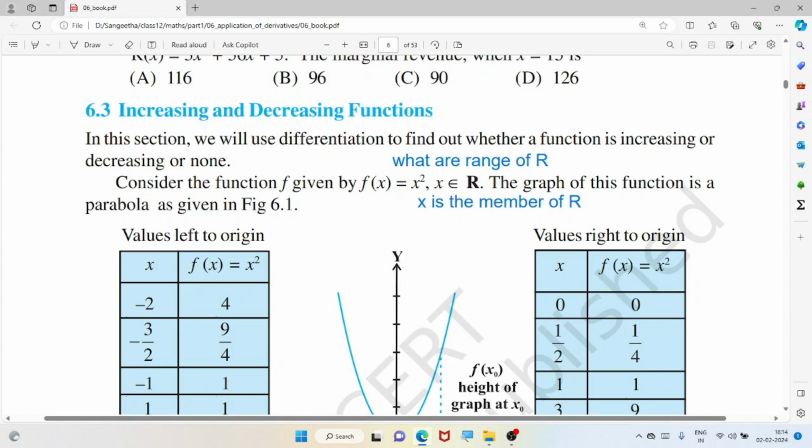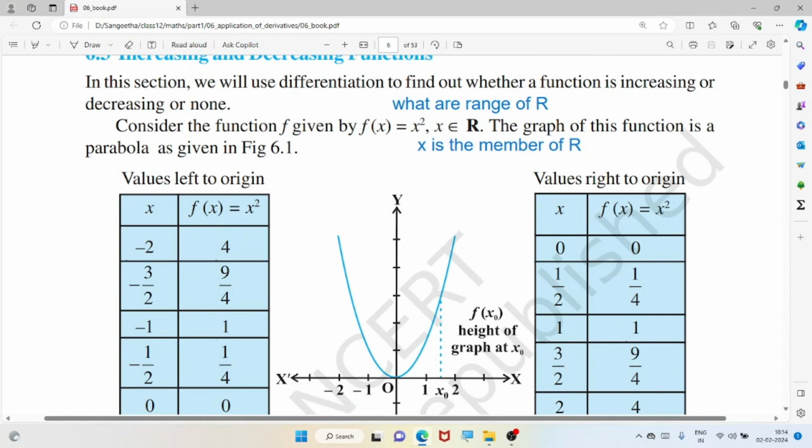Increasing, decreasing function. Whatever domain they are mentioning, you should know what it is. Here R is the domain of real numbers. So what are the numbers included in the real number domain? You should read that. Here x is a member of the real number domain.